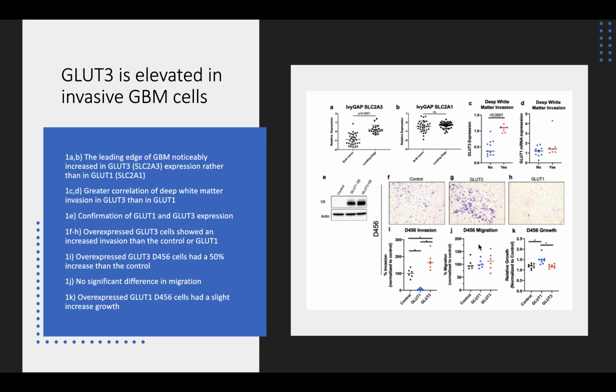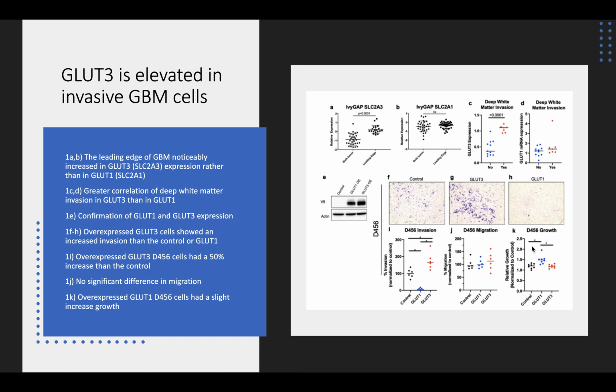In figure 1J, as it relates to D456 migration, we see that the y-axis represents percent migration normalized to control. And on the x-axis, we see the control, GLUT1, and GLUT3. In figure 1J, the synopsis was that there's no significant difference in migration.